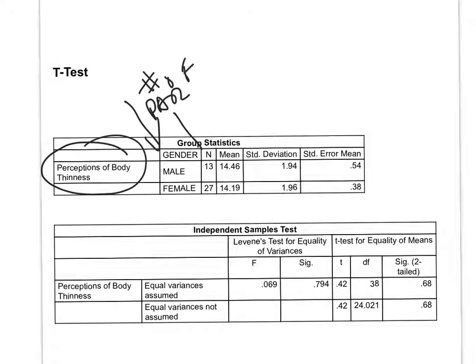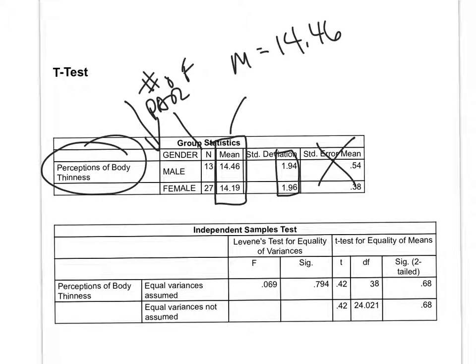Right here you can see the means. Okay, here is your standard deviation. We're not too worried about the standard error mean in this case. So let's take the means. The male was 14.46. The female was 14.19.